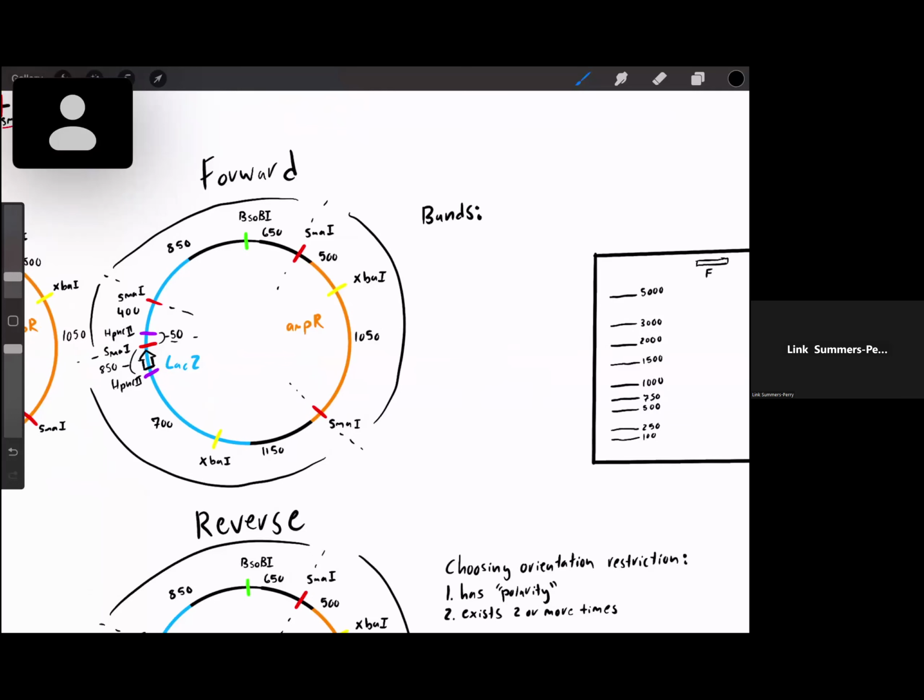We would have one in between these 2 SMI sites. We would have one in between this SMI site and this one. And then we would have another one here to here. And then the last one would be here to here. And what we need to do is figure out the length of each of these pieces. So let's do the top one first. So we have from 850 to BSOBI, and then 650 from that to SMI.